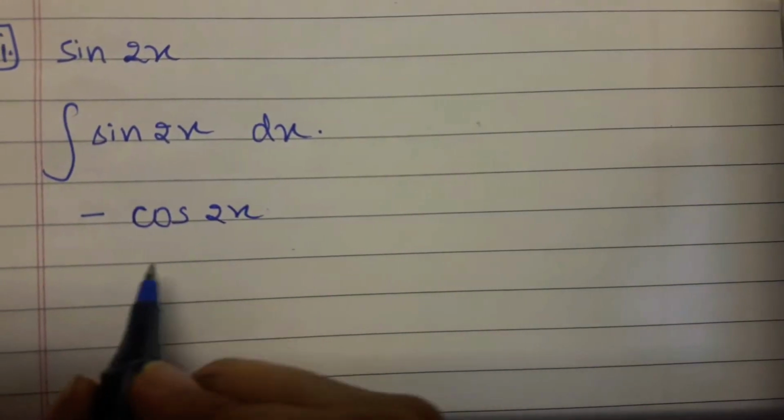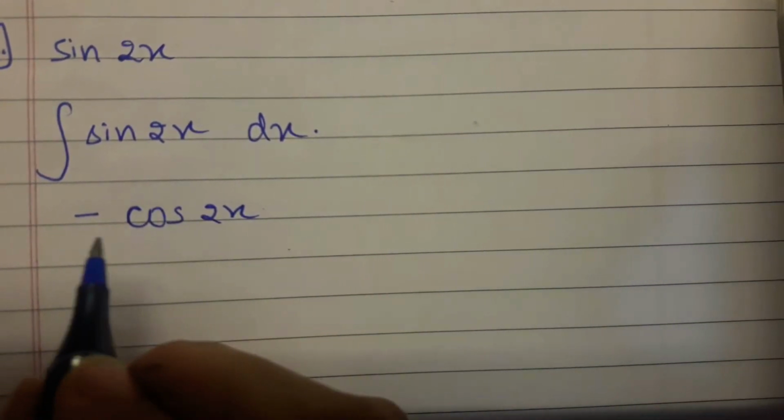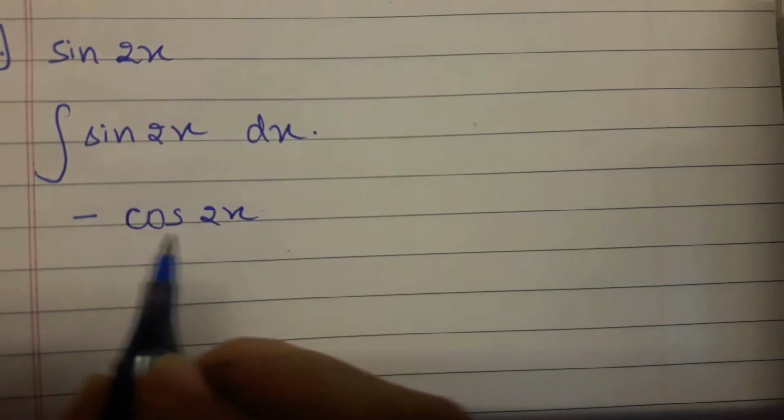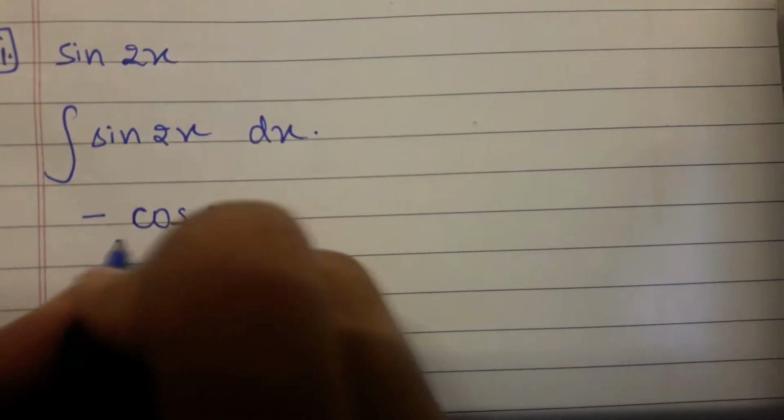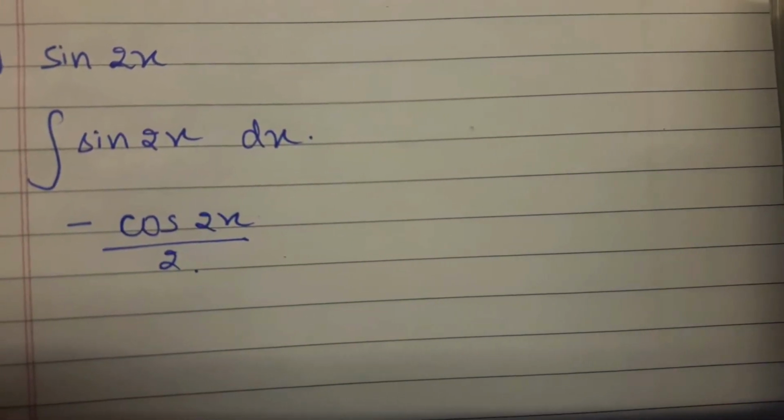But we know that when we differentiate this, the answer would be 2 sine 2x. And for the 2 to get cut, we also need to put a 2 in the denominator. So that the 2 and 2 will cancel each other out and we'll be left with sine 2x.